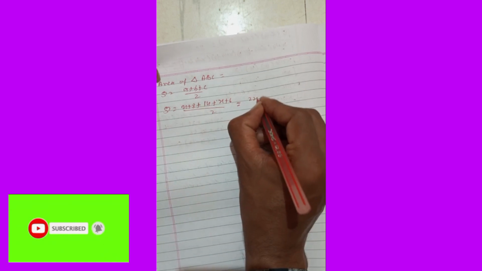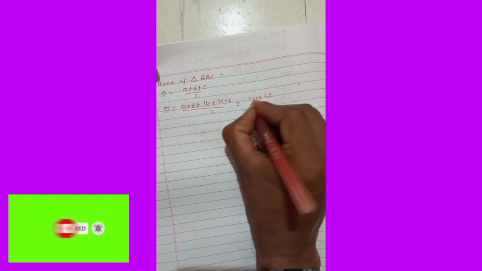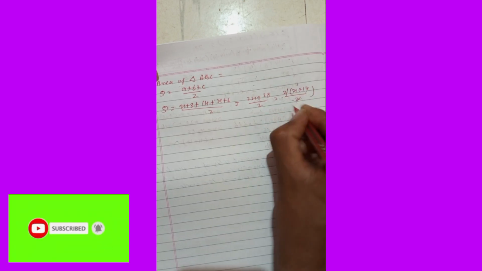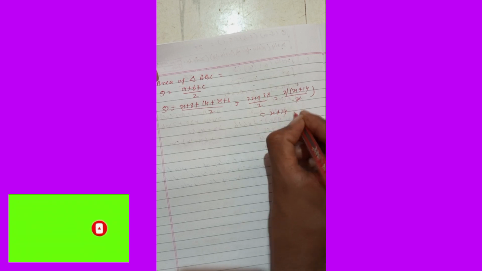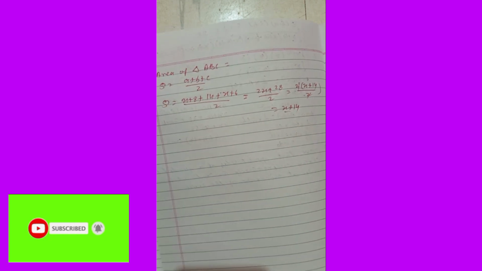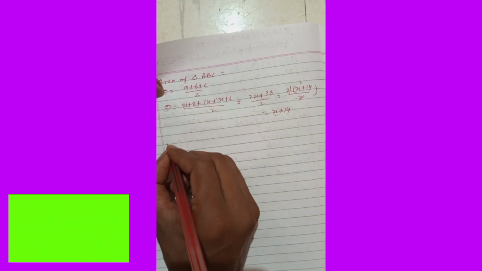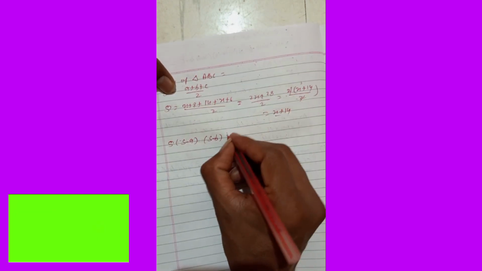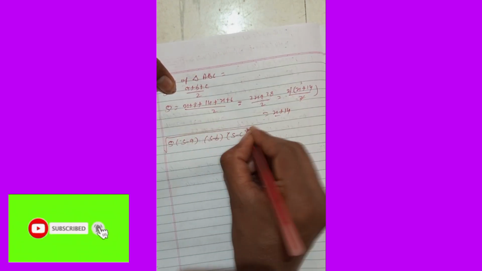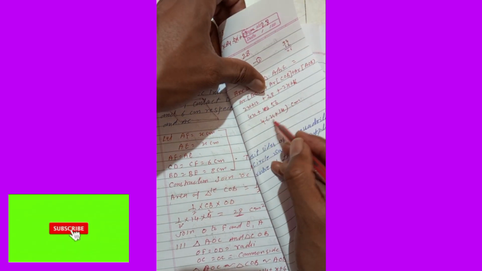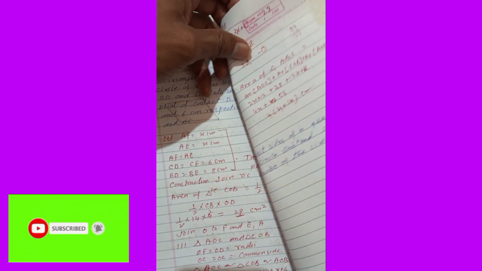So here it becomes 2x plus 28 by 2, which is equal to, taking 2 common, x plus 14 by 2, the 2 cancels, so we got S equal to x plus 14. Now we write S in the sides form: S into S minus A into S minus B, S minus C, which is equal to the total area of the triangle, 4 into x plus 14.